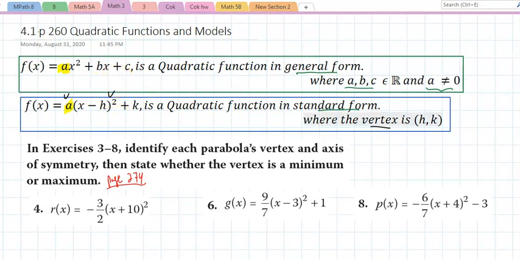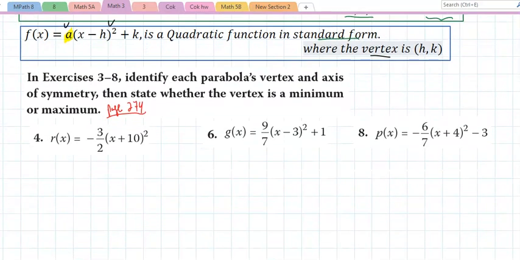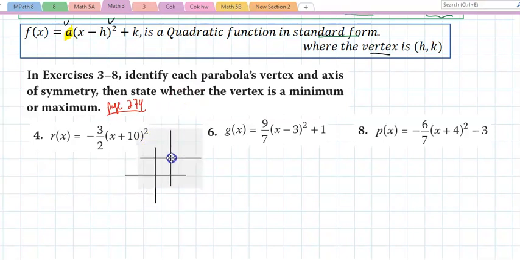Alright, now I'm going to start with the first set of problems. It says identify each parabola's vertex and axis of symmetry, then state whether the vertex is a maximum or a minimum. A graph is not needed, but I would like a rough sketch, not an actual graph. We know here that the vertex is the opposite of this, that's negative 10, and since there's nothing there, it's kind of like plus 0.